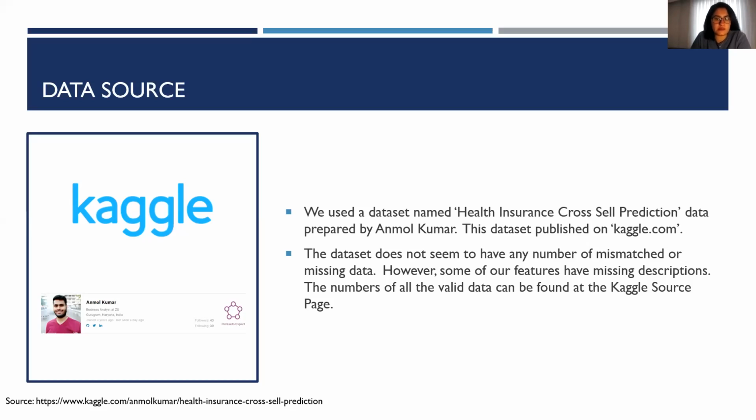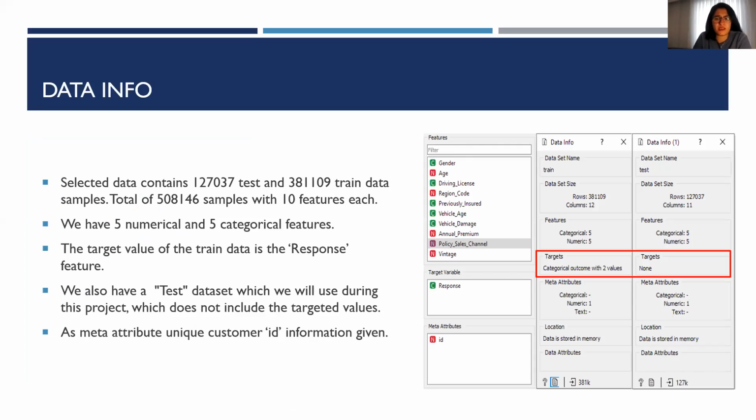The dataset does not seem to have any mismatched or missing data. However, some of our features have missing descriptions. The numbers of all the valid data can be found at the Kaggle source page. Anyway, our selected data contain 127,037 test and 381,109 train data samples, a total of 508,146 samples with 10 features. You can see this on the right of the slide.